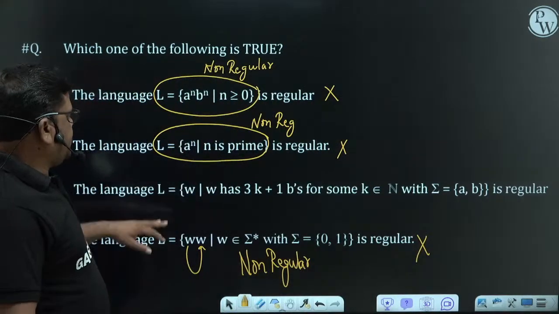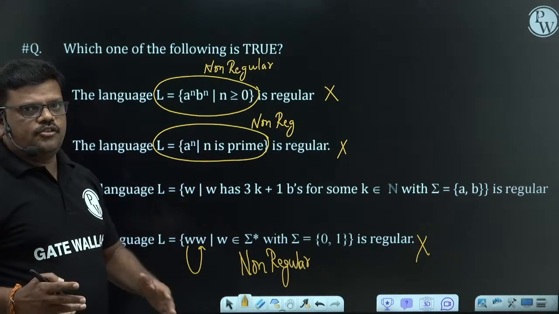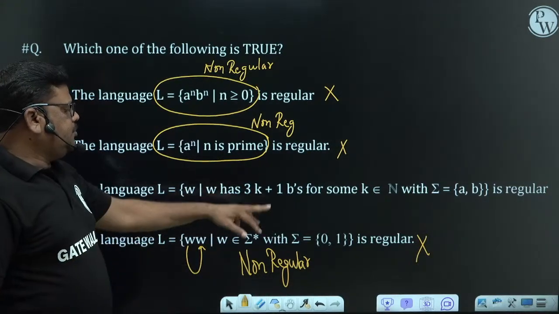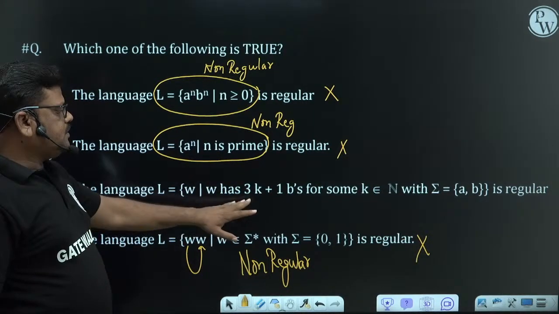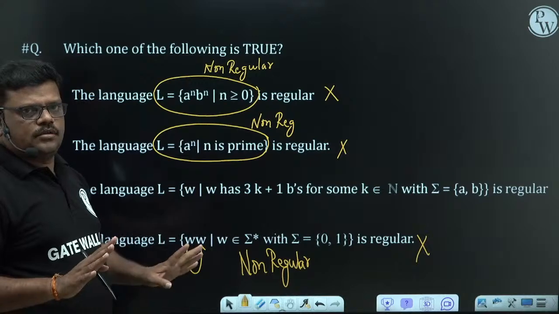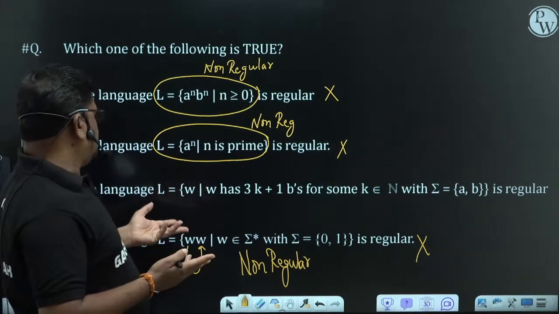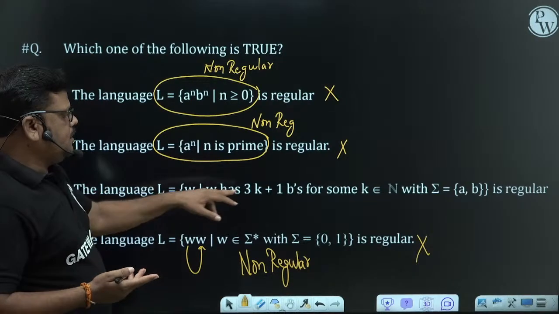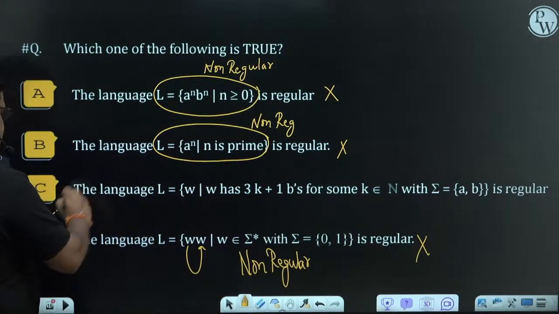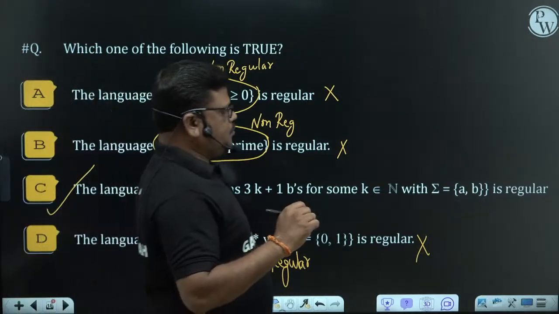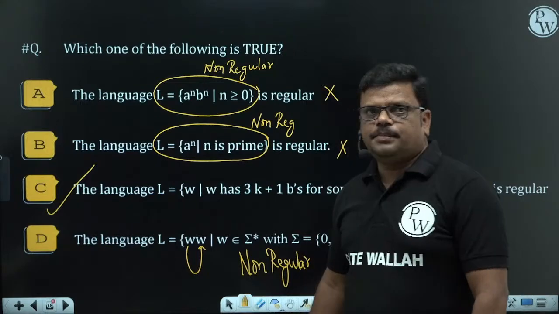Third one, W has 3k plus 1 b's for some k. So the number of b's is in multiples of 3 plus 1. W has 3k plus 1 b's for some k, that's all. There is no comparison with A's here. Number of A's, B's comparison not there. So this is clearly regular. Regular, so this is the true one. The correct option is C. This is also one of the questions asked previously.